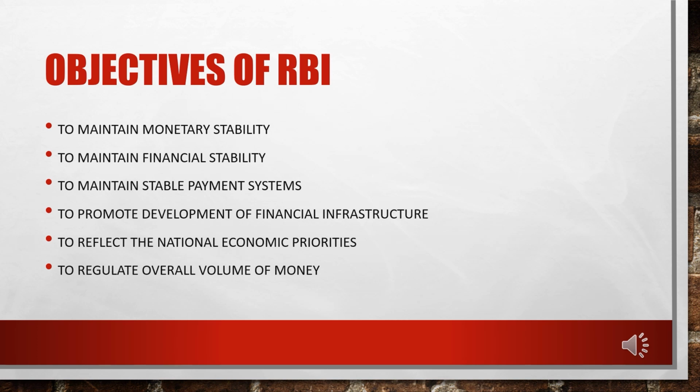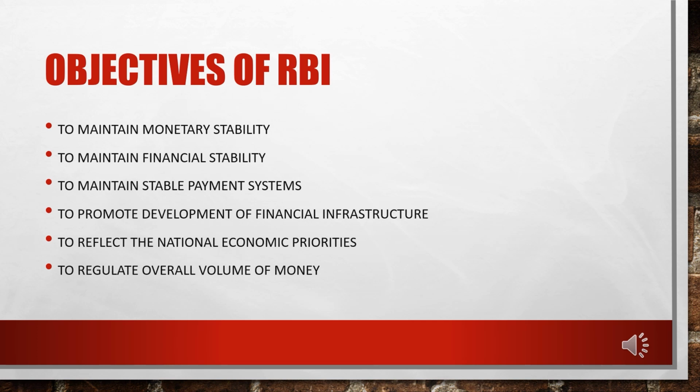More participation will obviously bring more efficiency in the market, because the market will become more competitive. And if the market is more competitive, whatever price or economic output we are determining will be the actual equilibrium output. So therefore the stability of the payment system is one of the most important objectives of RBI.